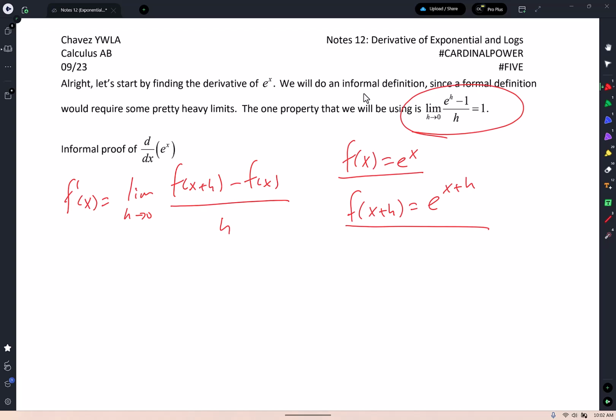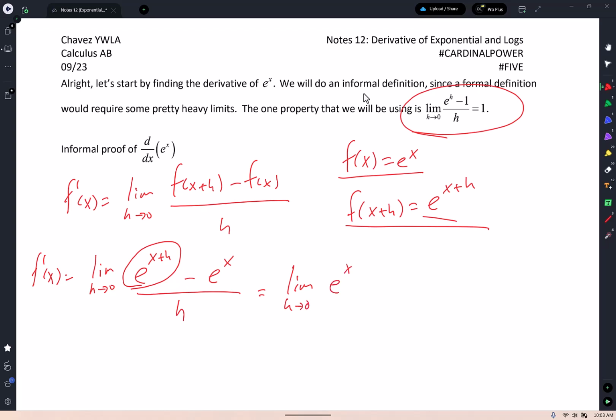You guys ready? I'm going to go f prime equals the limit as h approaches 0 of this guy, e to the x plus h minus e to the x all over h. I haven't done anything crazy. I'm going to use your law of exponents right here, guys. So if you have e to the x plus h, that's the same thing as saying the limit as h approaches 0 of e to the x times e to the h minus e to the x all over h. So get to there.